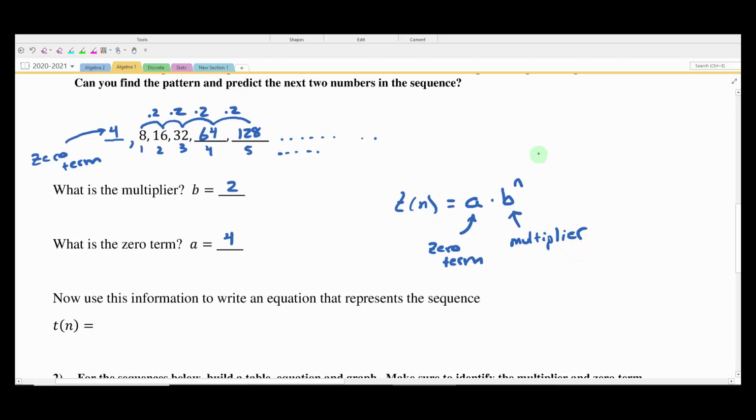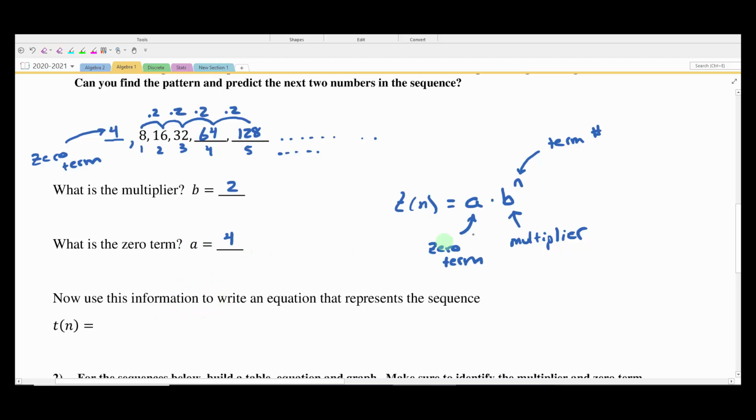All right, this last piece, the exponent, is the term number. So for instance, if I wanted to know what term number 3 is, I'd put a 3 in for n. If I wanted to know what term number 10 is, I'd put a 10 in for the n. All right, so let's take our information. We know a and b, we just found those two things. Let's put those together and make an equation.